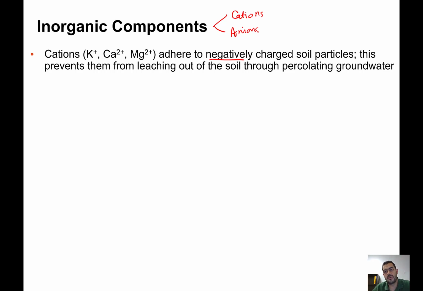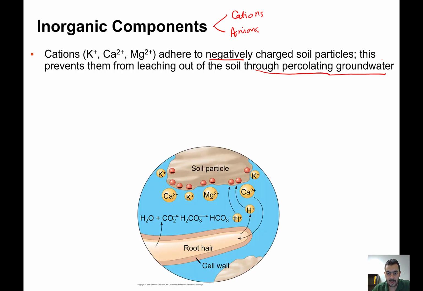This is important because this will stop the cations from being leached out. So remember the infiltration of water and the percolating groundwater. The cations are not removed because of the attraction to the negatively charged soil particles. As shown in this figure, the soil particle is negatively charged, and that's what attracts the cations we have mentioned, for example potassium, calcium, and magnesium.